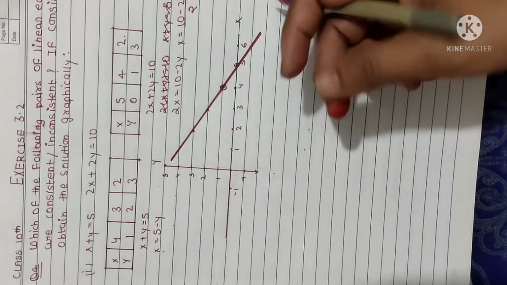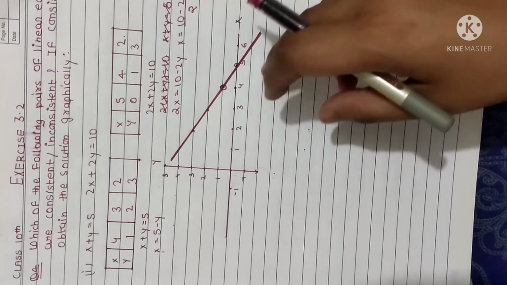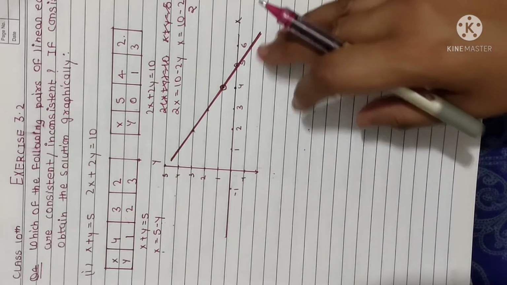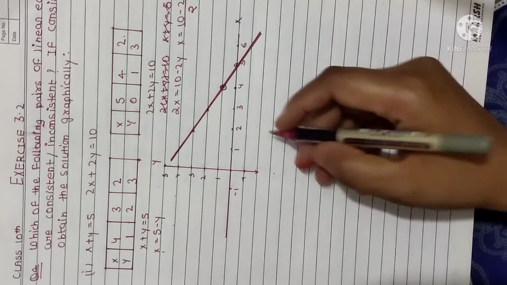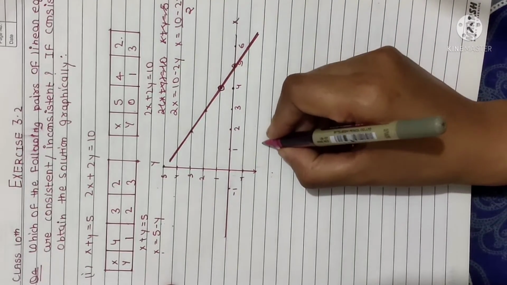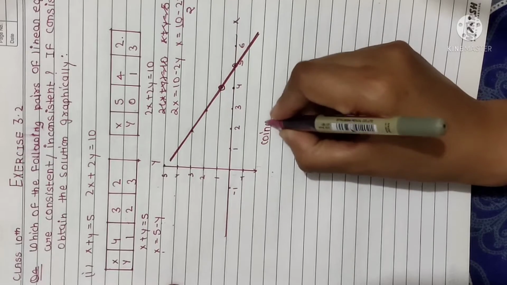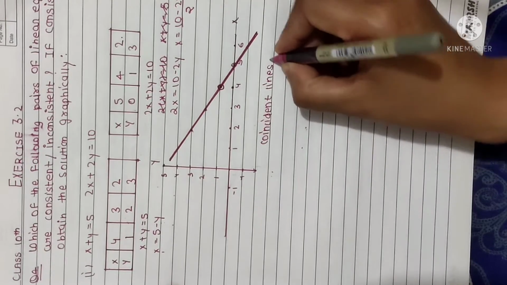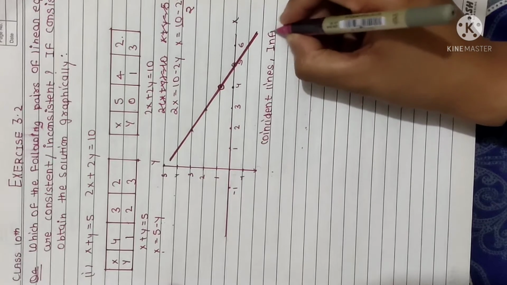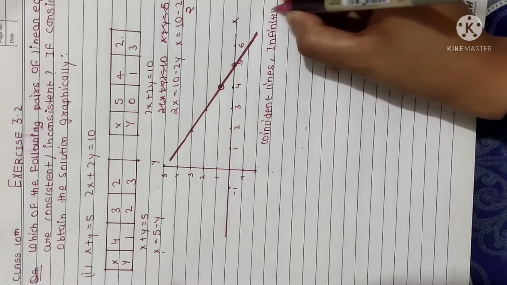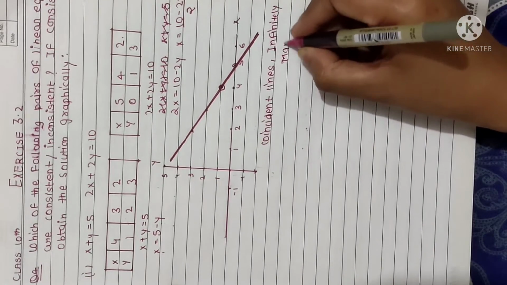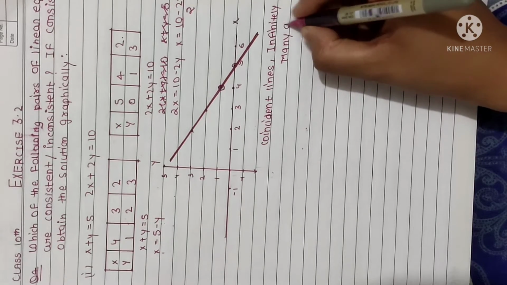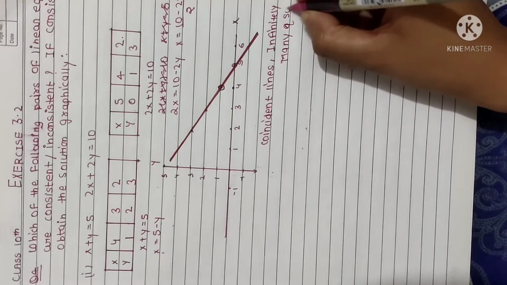ठीक है ना, जो एक दूसरे पे कोइंसिडेंट, एक दूसरे के ऊपर है. And here we have infinitely many solutions, right? So I am writing here: coincident lines and have infinitely many solutions, right? So this is our first part.